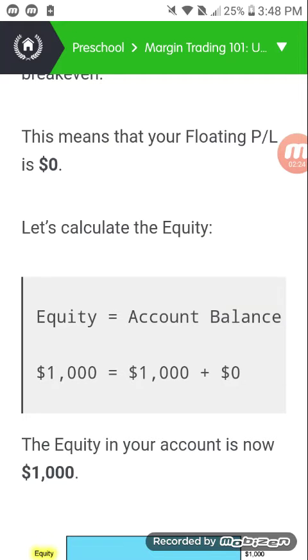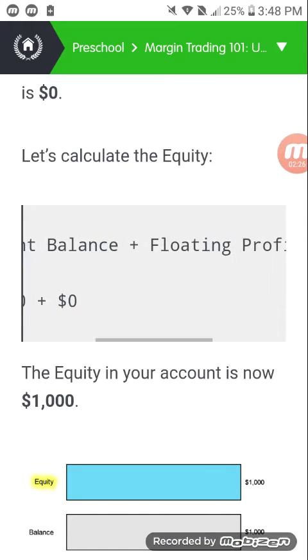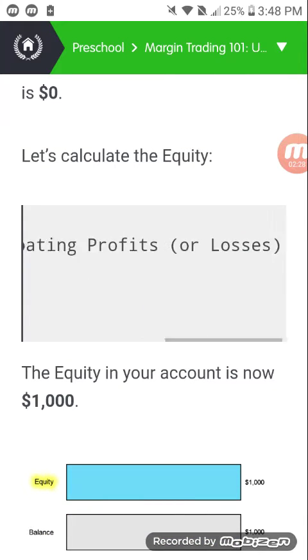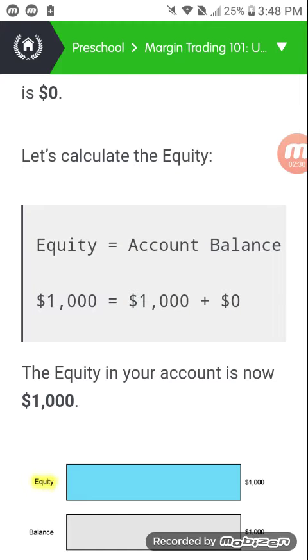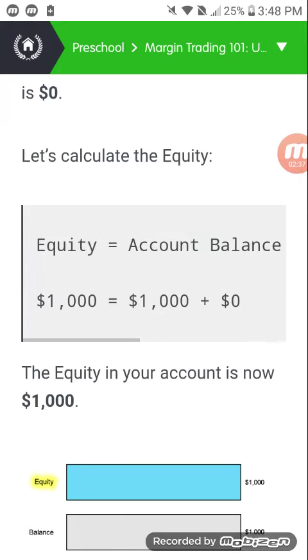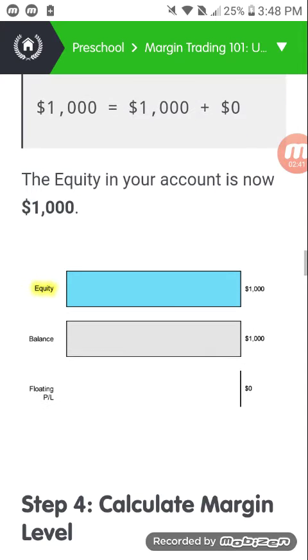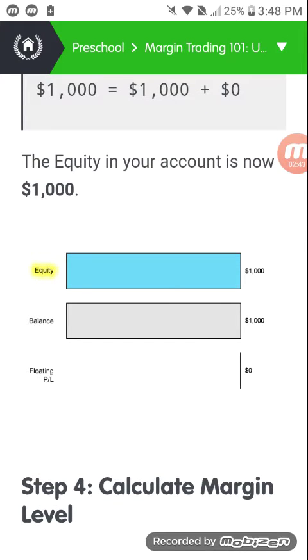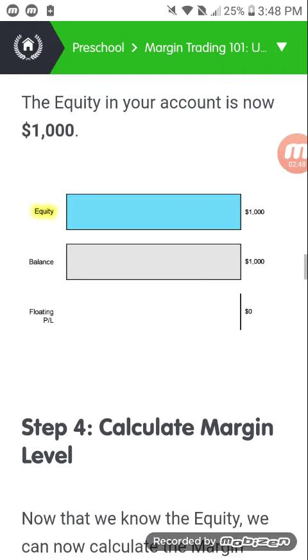Let's calculate the equity. Equity equals your account balance plus your floating profit/losses. So you have 1,000, and your floating profit or loss is 0. So your equity and your account balance right now are the same until you have any floating profits or losses open. So your equity in your account is now 1,000.